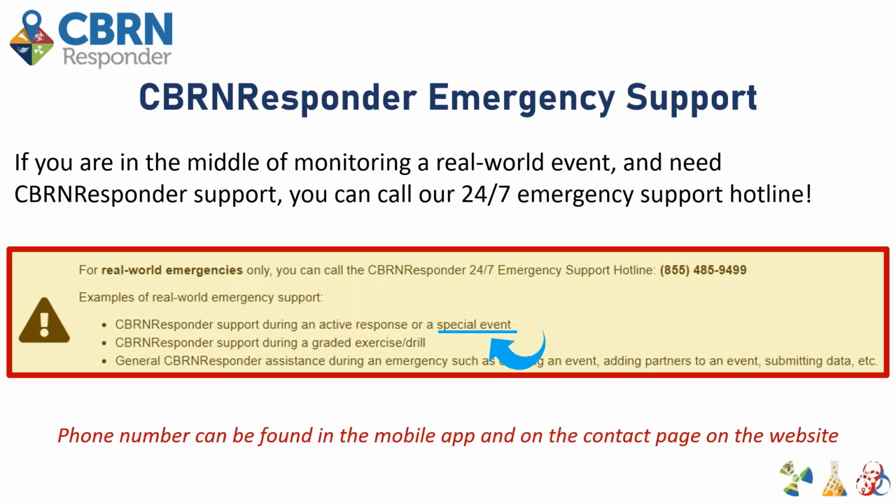You also have the ability to call our CBRNResponder 24/7 emergency support hotline. We do have a message on our contact page on what constitutes a real-world emergency, and a special event is listed as one. The phone number can be found both on the mobile application and on the contact page.